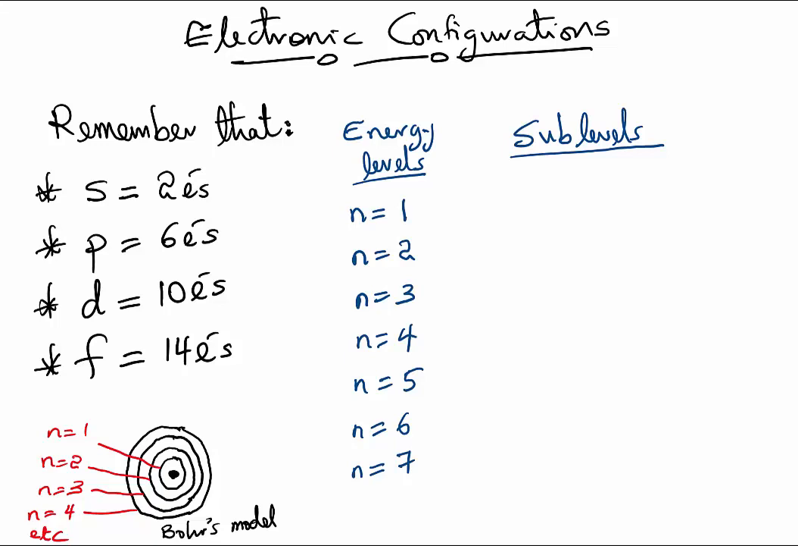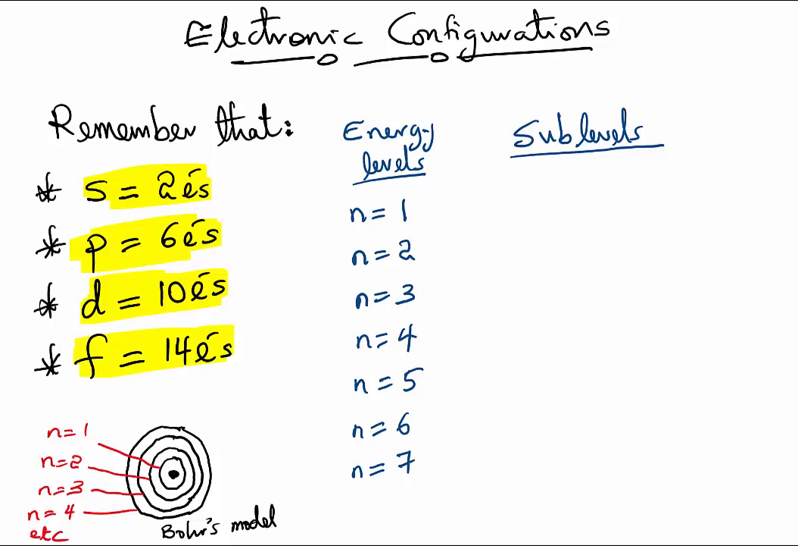to be found. And I want us to quickly remember that an s orbital can only accommodate a maximum of 2 electrons. A p orbital can only accommodate a maximum of 6 electrons. A d orbital can take a maximum of 10, and an f orbital can take a maximum of 14 electrons.